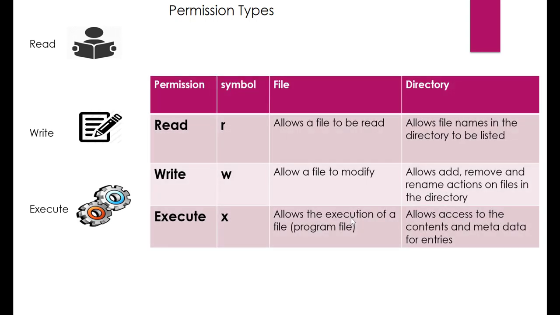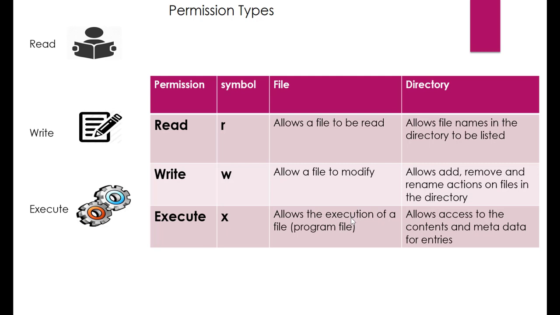In Linux, a read permission is represented by the letter R, a write permission by the letter W, and an execute permission by the letter X. There are some differences between read, write, and execute permission for a file and a directory. For a file, a read permission allows the file to be read, whereas for a directory, a read permission allows the file names in the directory to be listed.